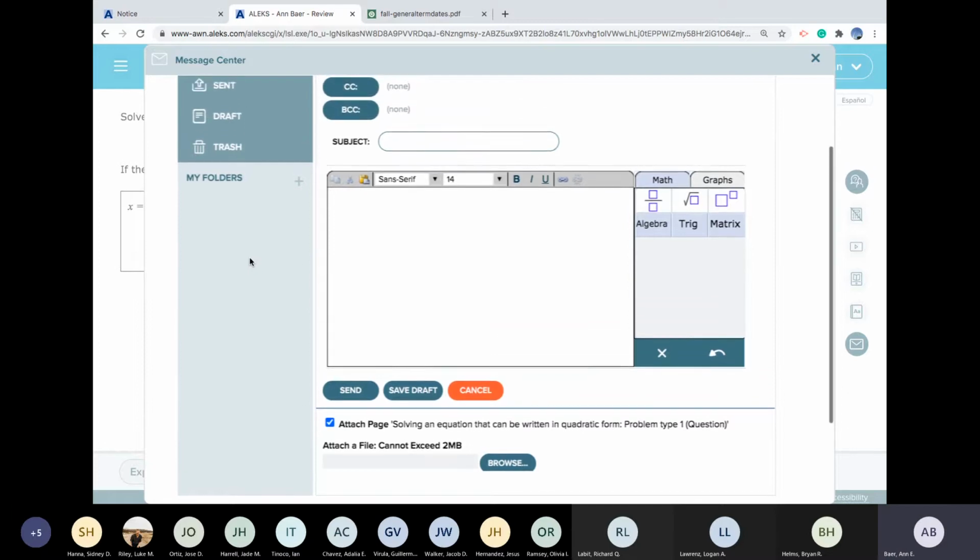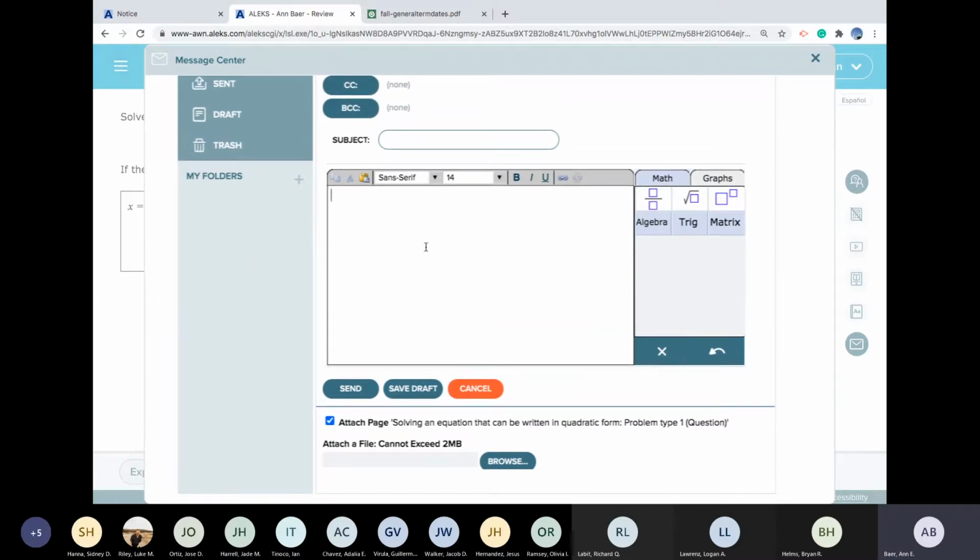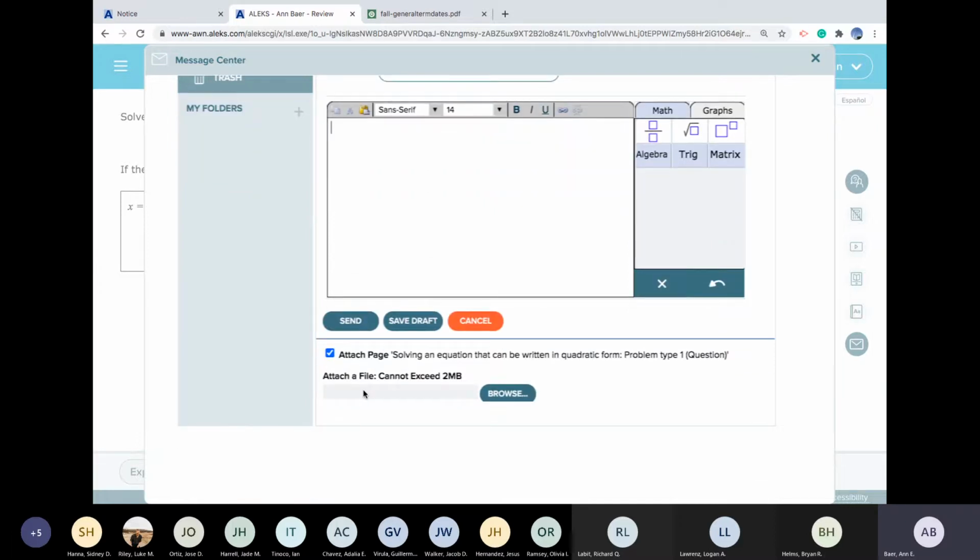So when you write me an email, and I'd rather you send it through ALEKS like this, you can attach your written work. And it's important that you attach your written work because it allows me to see where you might have an issue. It will save time if you do this. I might ask for your written work anyway, so to save time for all of us and to get your answer as quickly as possible, it's probably best that you attach your written work here.